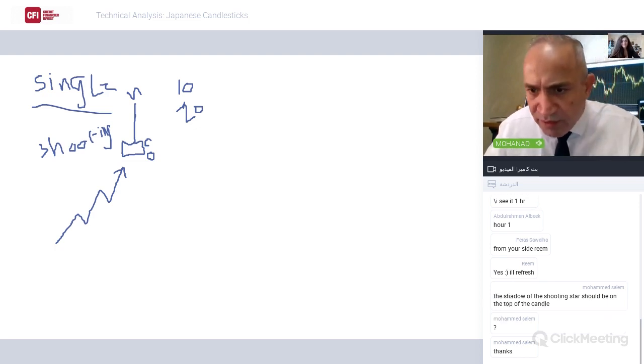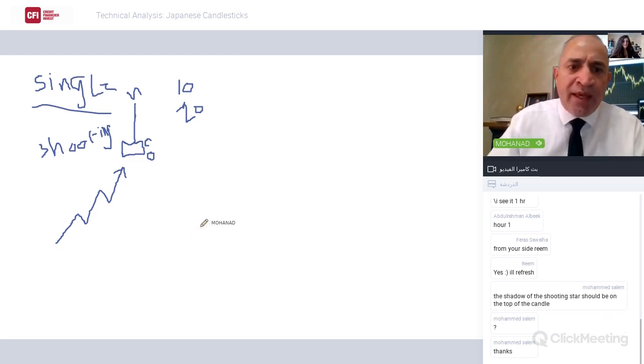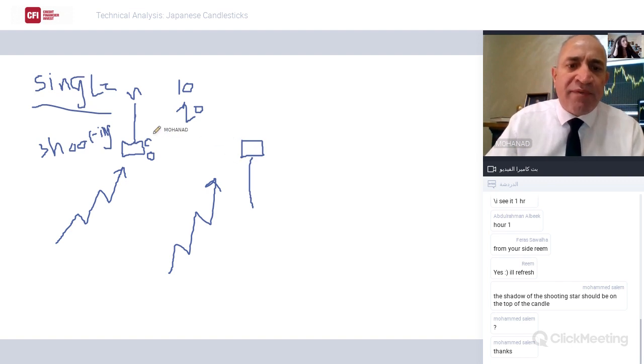Do you have any question? Okay. The next type of the single reversal pattern: we are moving in an uptrend. At the end of an uptrend, we have a candle with this shape. Similar to the first one, but here the tail is from the bottom, not from the top. And the same condition, the tail must be twice the length of the body.